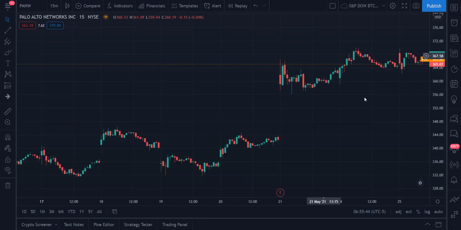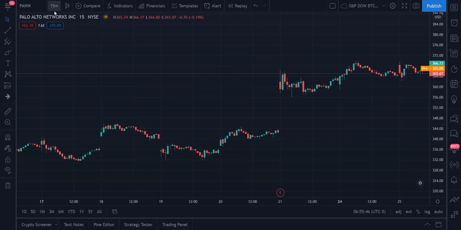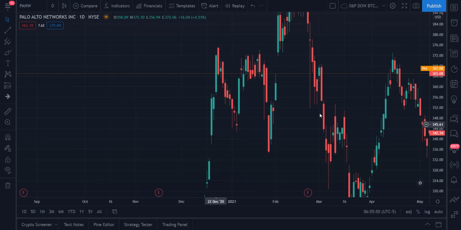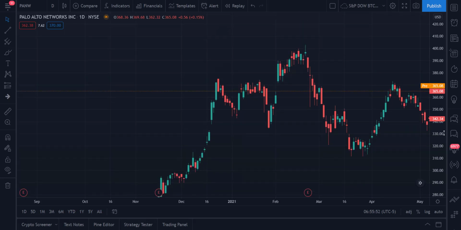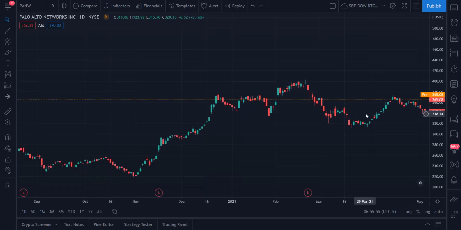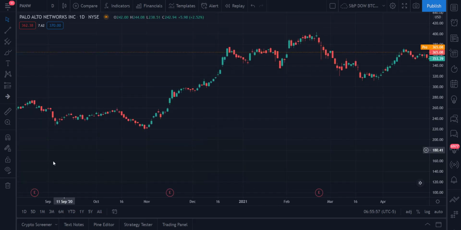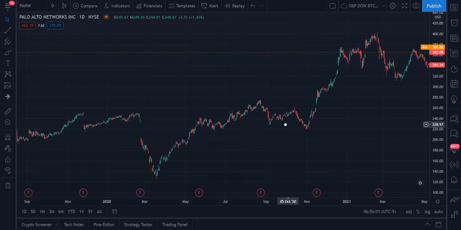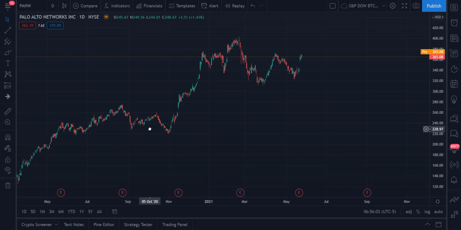So let's go ahead now and go back to the daily, and I want to get a sense of where this company has been. In the last year, we can see how bullish it's been, along with the rest of the market.